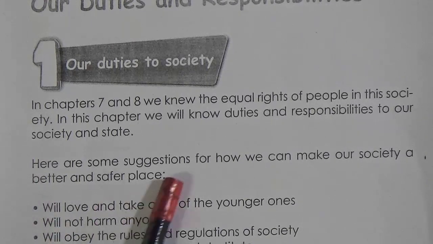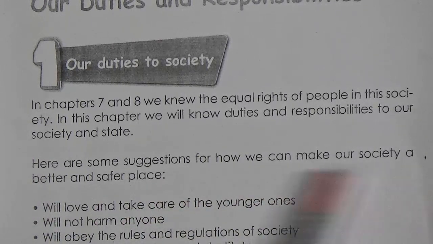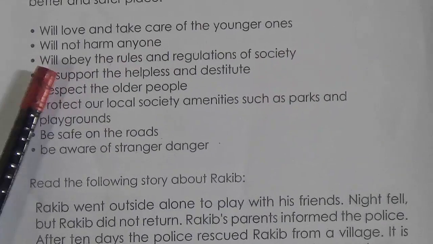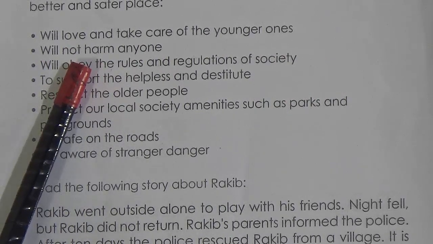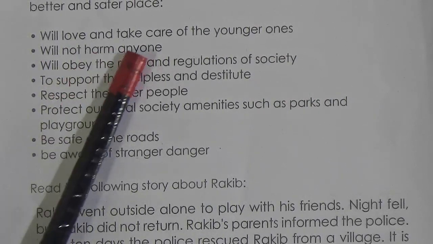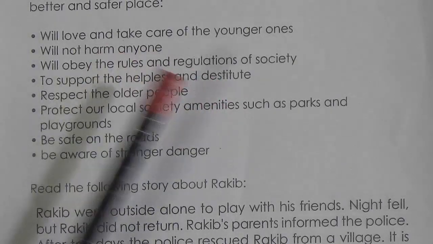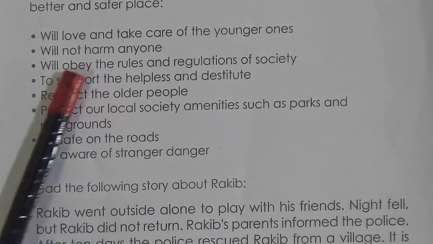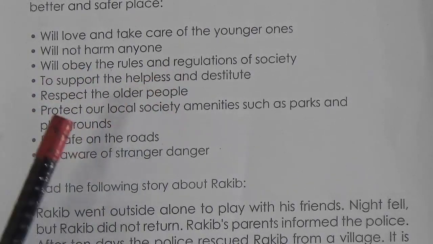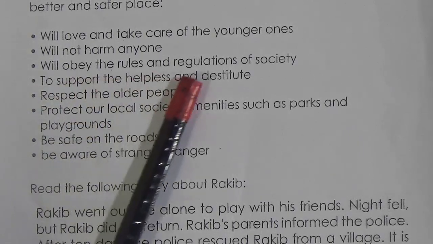Now look, here are some suggestions for how we can make our society a better and safer place. There are 8 suggestions. Let's read. We love and take care of the younger ones. So if there are younger members in your family, you will take care of them. We will not harm anyone in the society, in our state or in our family. We will obey the rules and regulations of society.